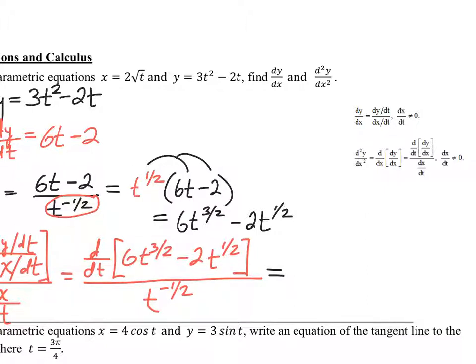What's 6t to the 3/2 going to become? What do we say? 9t to the 1/2, yeah. Then minus, the bottom's going to stay put. Negative 2t to the 1/2 becomes t to the negative 1/2. Clean that up a little bit.